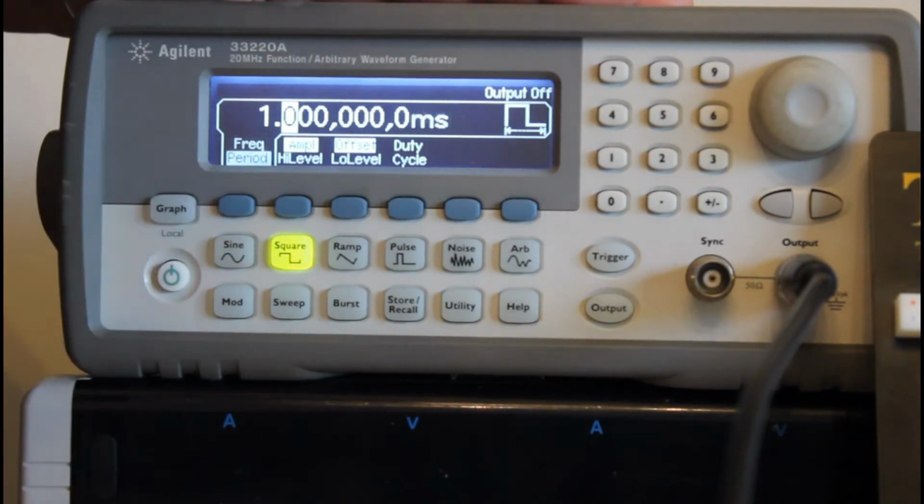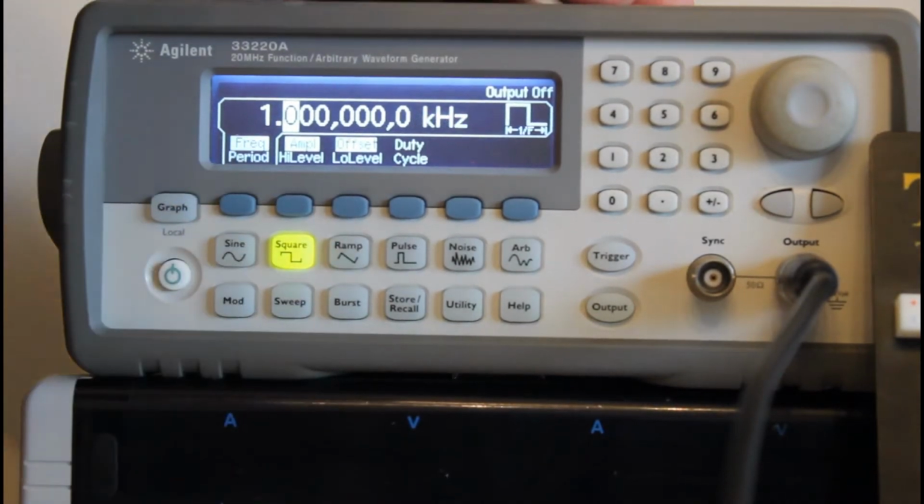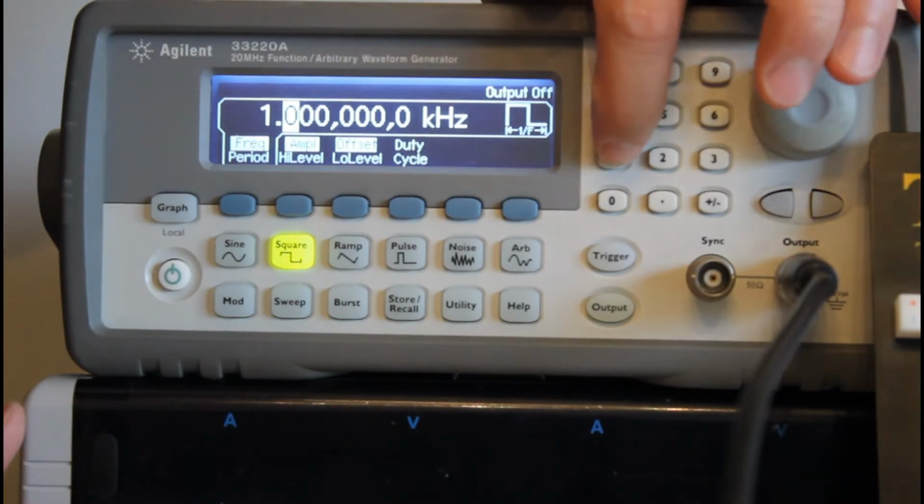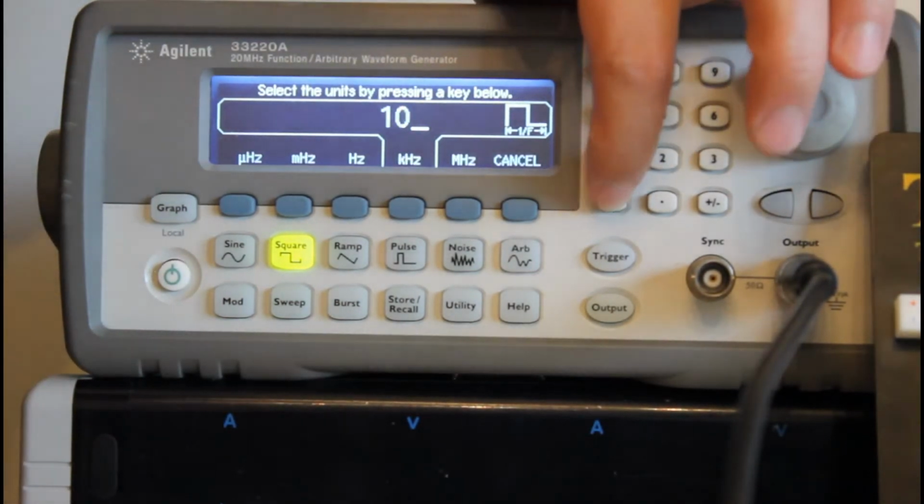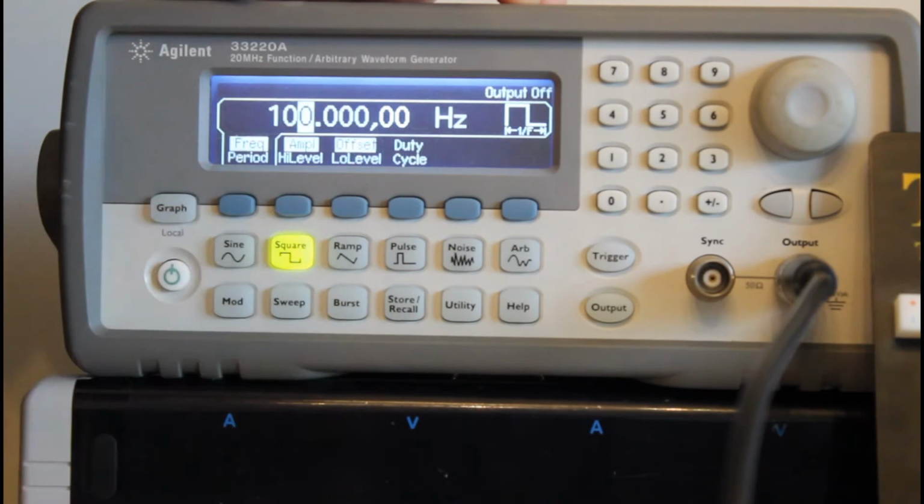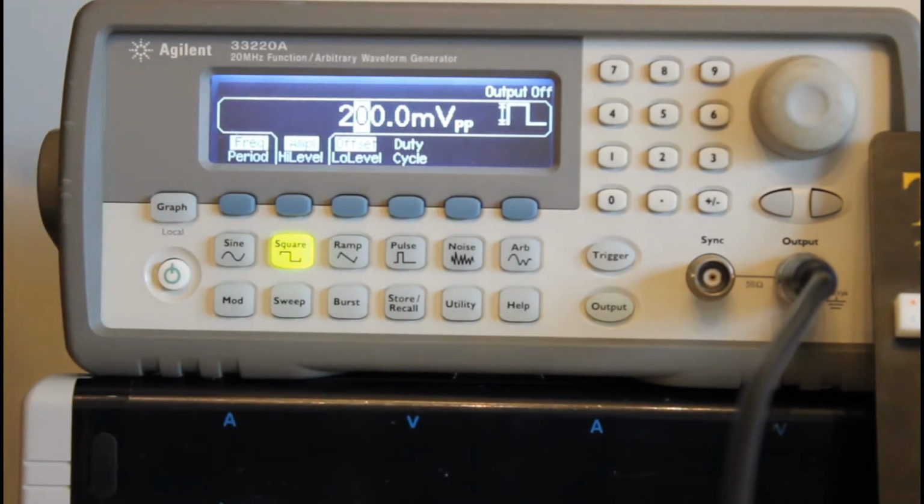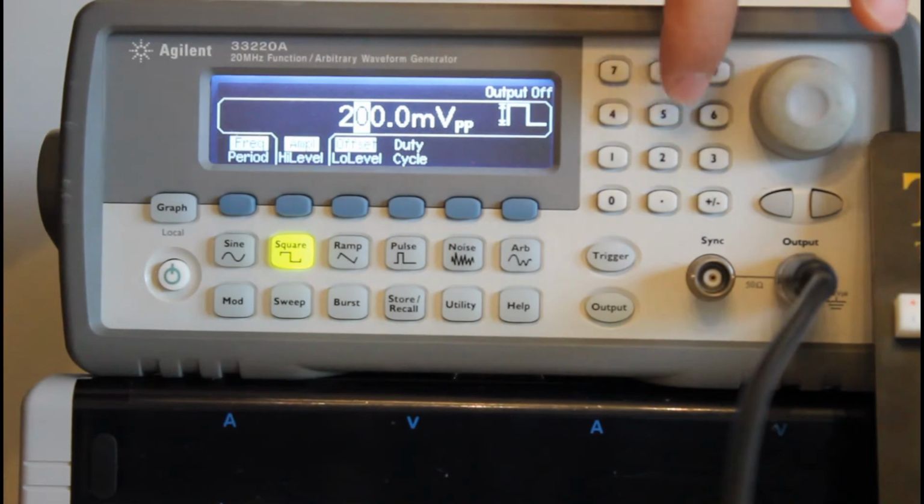The frequency is 100 Hertz. Then the amplitude is peak to peak 5 volts.